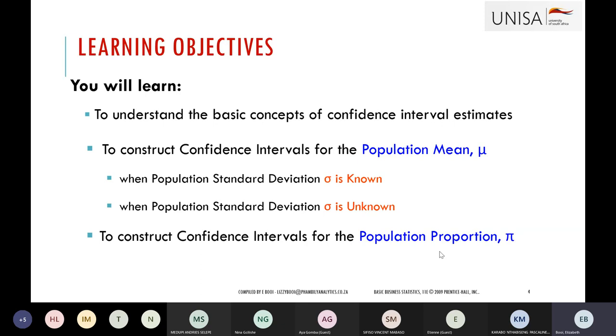Then on Wednesday the following week, we're going to learn how to construct a confidence interval for the population proportion. And here we're going to use the same table we're using today and the one we've been using all along, which is the cumulative standardized normal distribution. But for today only, we learn the basic concepts and how to construct a confidence interval for the population mean when the population standard deviation is known.